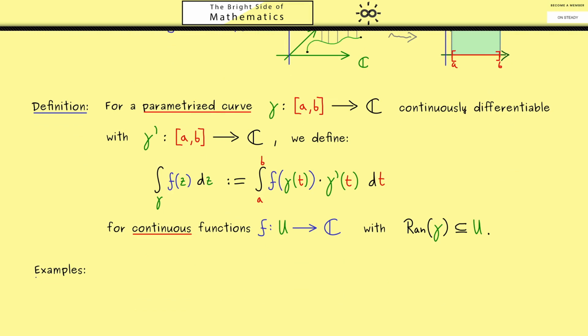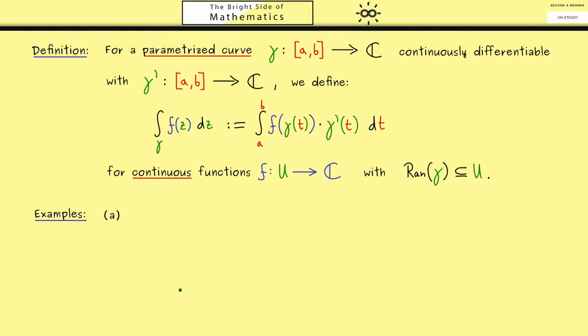Now for an example, we always need two ingredients, a curve gamma and a function f. Therefore, maybe let's start with something simple. We take the identity, the function f of z is equal to z. And our parameterized curve gamma should give us a quarter circle. One possibility for this is that we take the domain as the interval from 0 to pi half, and then we send t to e to the power it. Now let's call this curve here gamma 1 because we will look at other curves later.